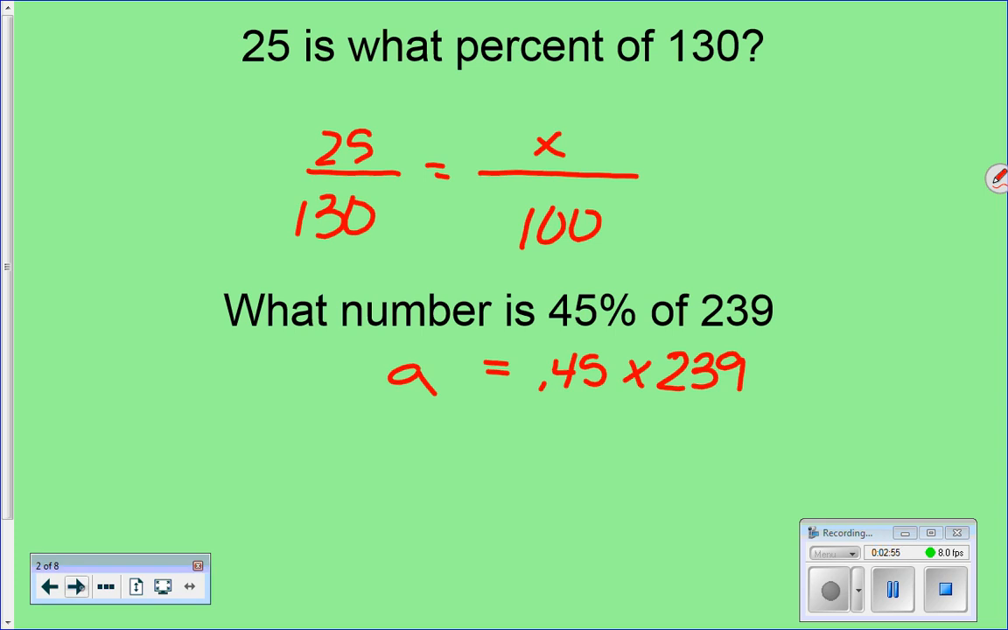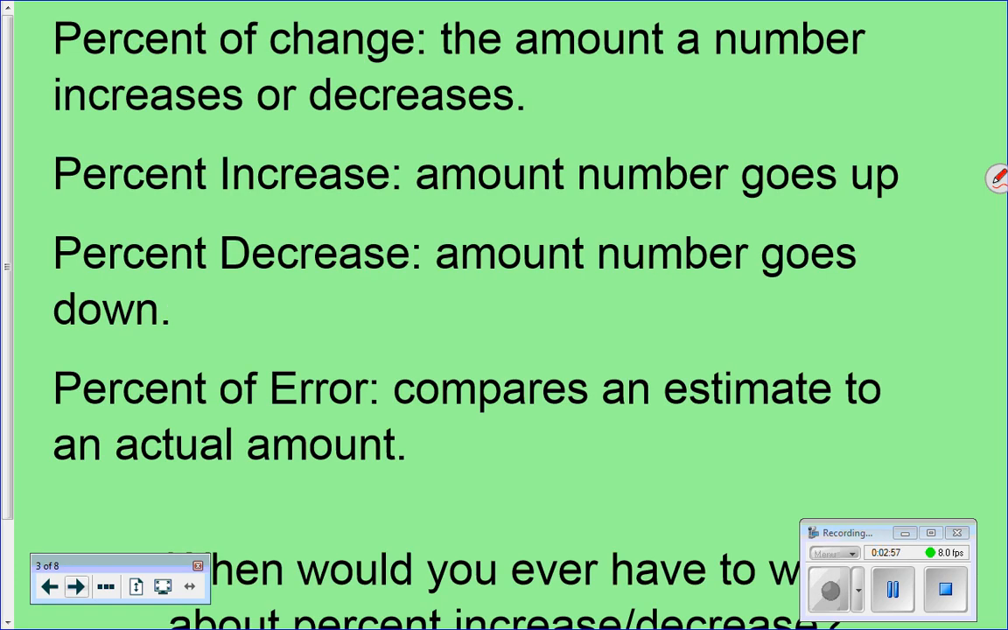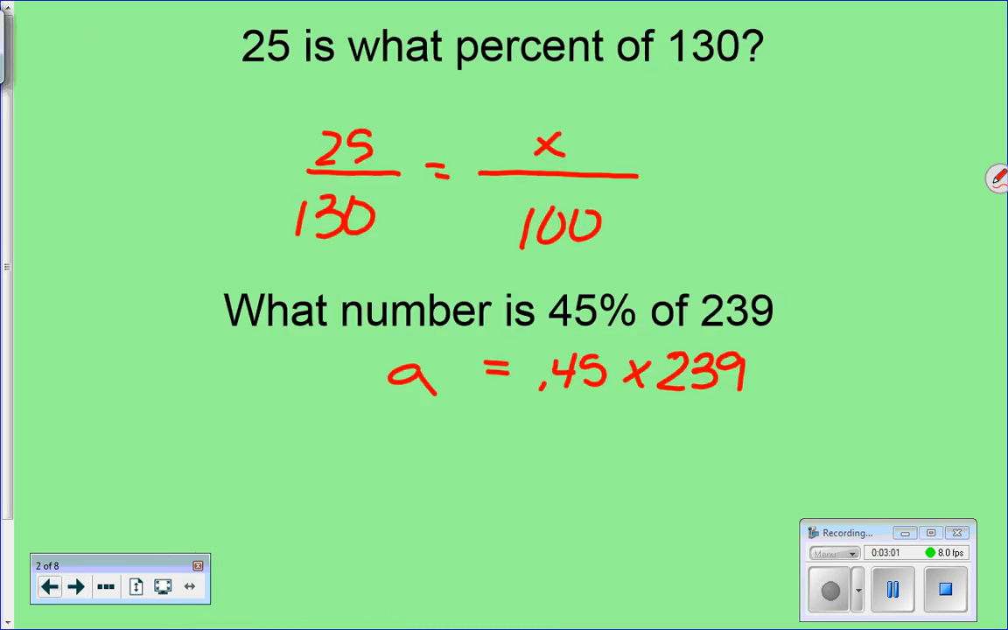I know it's a lot of vocab. What's that? You weren't done? Oh, we were just talking about it. You didn't have to write it down. Yeah, no worries.